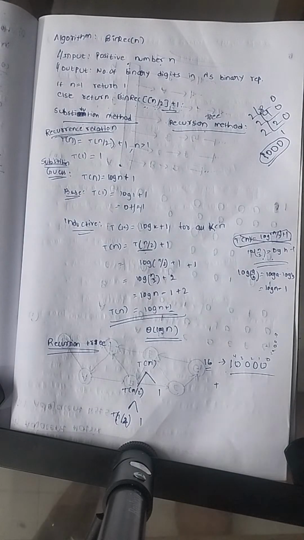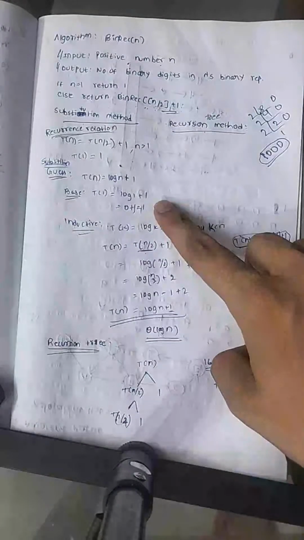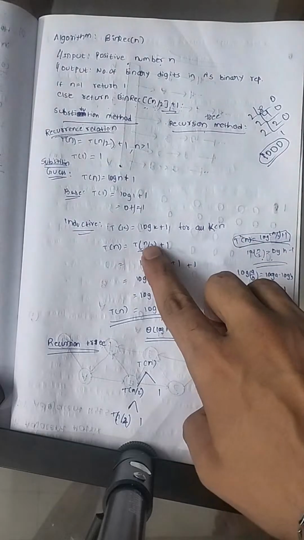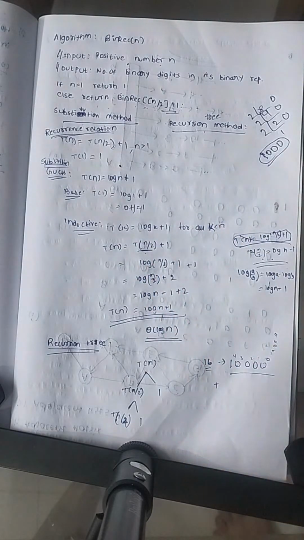Log 1 value is 0, so 0 plus 1 is equal to 1. So T of 1 is 1. Okay, done. Now we are taking the inductive step. If the equation is satisfied for 1, then we can take a constant k, and it also satisfies the equation. So T of k is equal to log k plus 1 for all k greater than or equal to 1. Other than 1, if you take any positive number, it will satisfy T of k equal to log k plus 1.